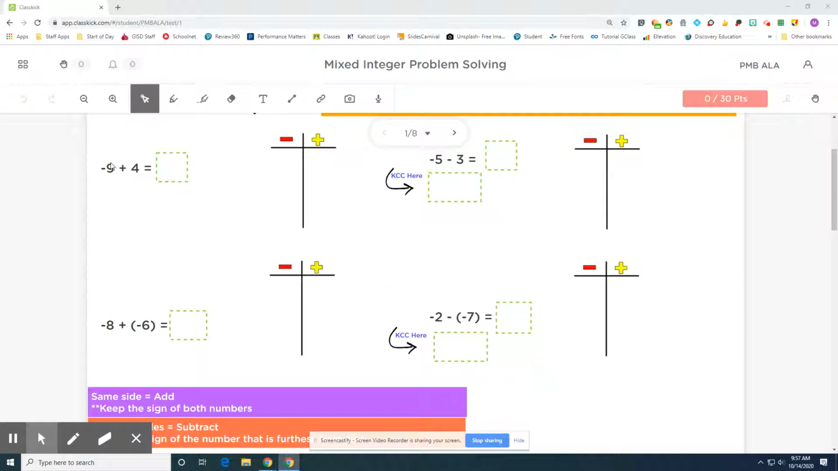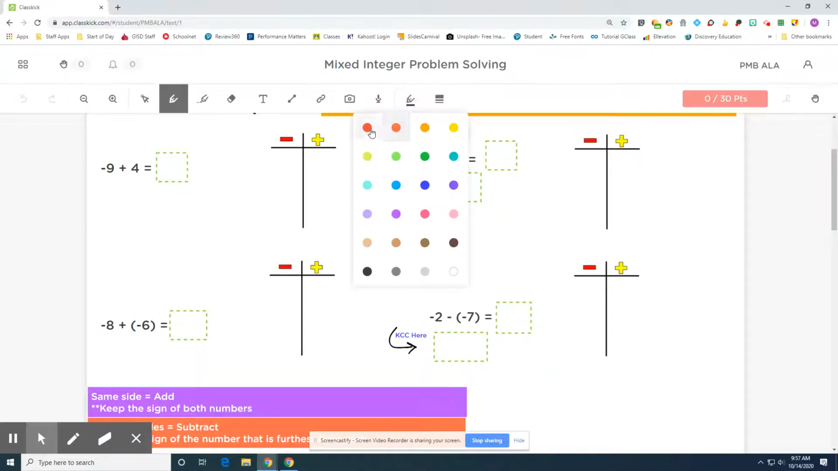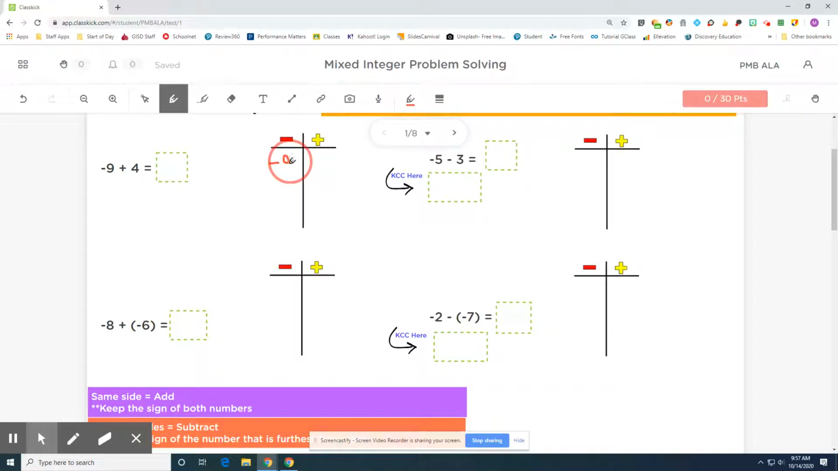Okay, so I'm going to take -9 and I'm going to put that into the T-chart. All right, -9 and also +4. Now, remember, if they're on different sides of the T-chart, you're going to subtract them because that would mean they're different signs. And different signs we subtract. So if they're on different sides of the T-chart, you subtract.